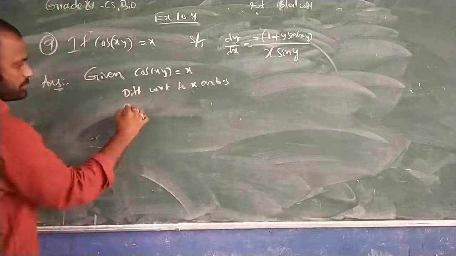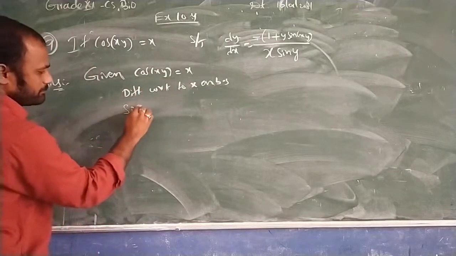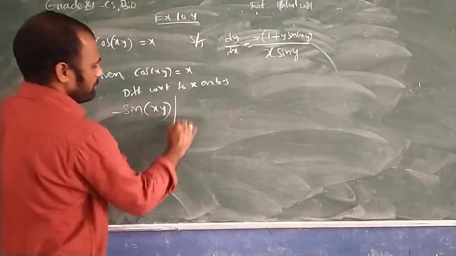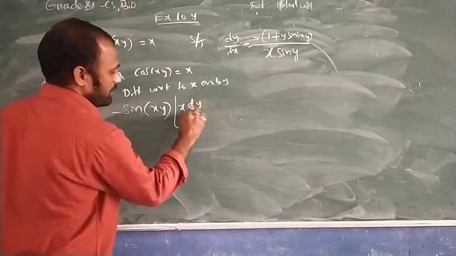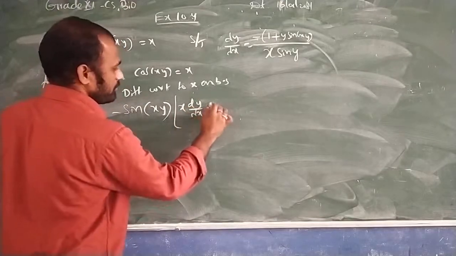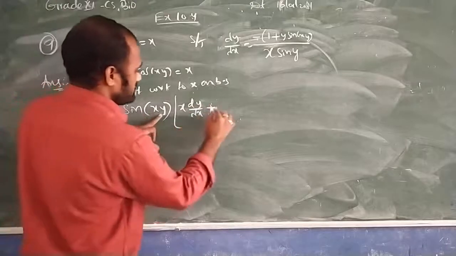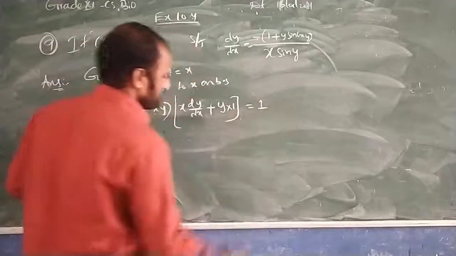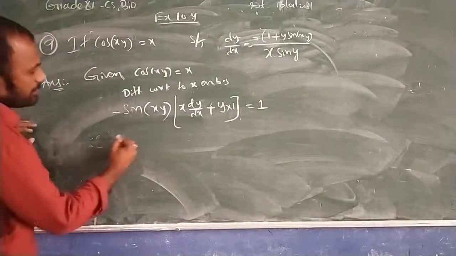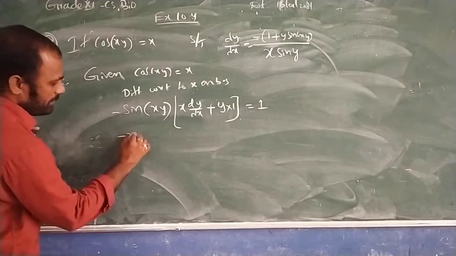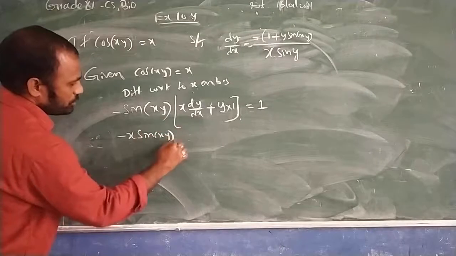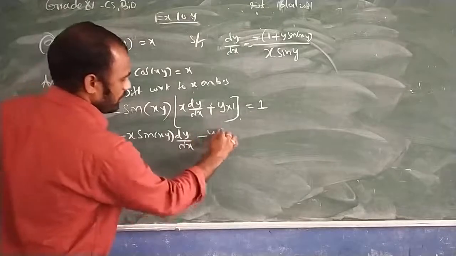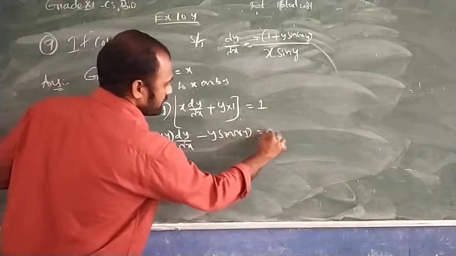on both sides. So if I differentiate, the derivative of cos is minus sin xy. Now this is the UV product rule. So the product rule can be written as first function as it is, derivative of the second function, plus second function as it is, derivative of the first function, is equal to 1. Now if I multiply this, minus x sin xy into dy by dx minus y sin of xy is equal to 1.